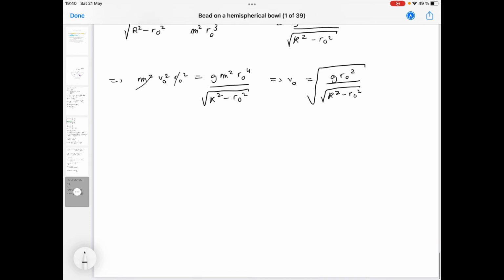So v0 is just r g to the half over r squared minus r0 squared to the 1 over 4. This is our expression for the velocity at which the bead will move if it's in a circular orbit.